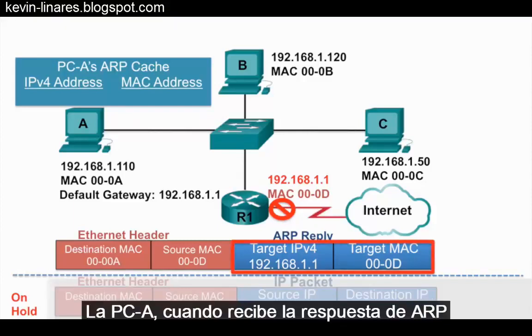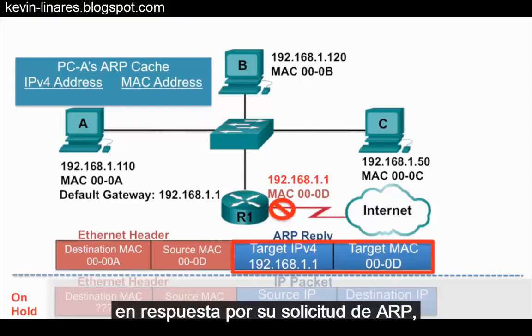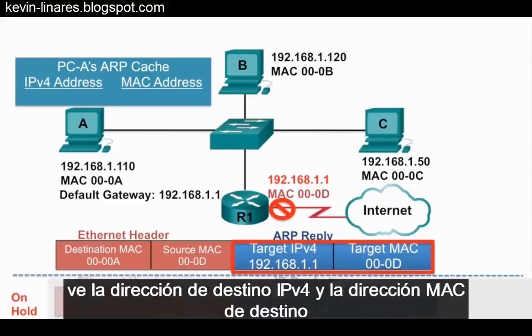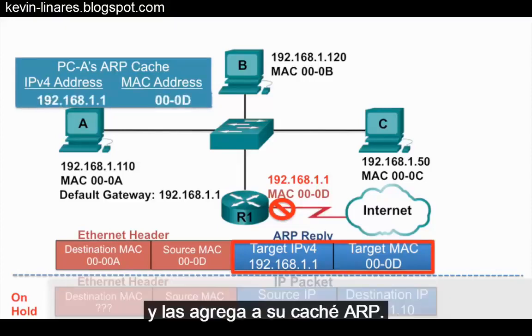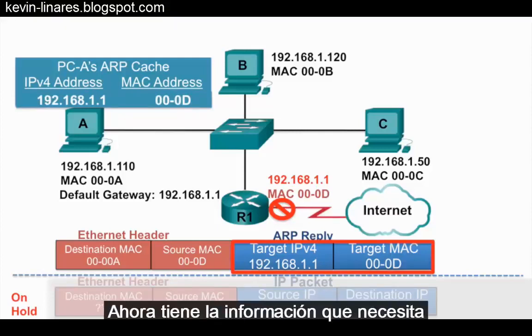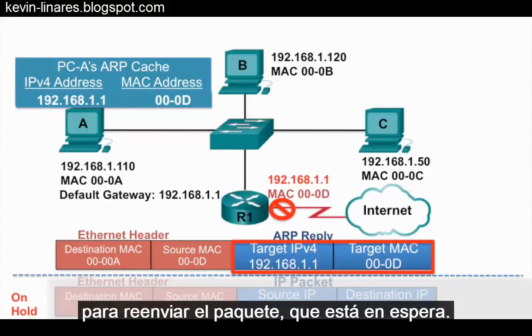PCA, when it receives the ARP reply in response for its ARP request, sees the target IPv4 address and the target MAC address and adds that to its ARP cache. It now has the information it needs to forward the packet which is on hold.